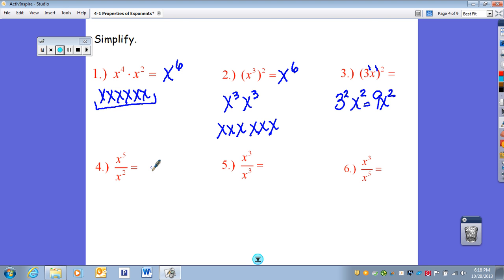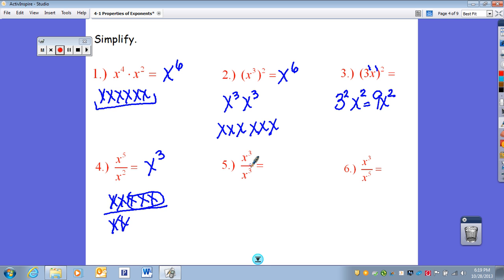In the next example, we have a quotient, so we're going to keep the base and we're going to subtract the exponents, which would be x to the 3rd. If you would like to see that in expanded form, remember that in the numerator we would have 5 x's, and in the denominator we'd have 2 of them. We can simplify one numerator and one denominator, which leaves us with 3 x's in the numerator, which is x to the 3rd.